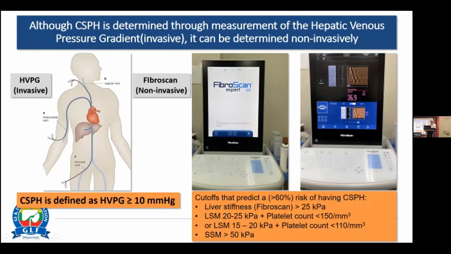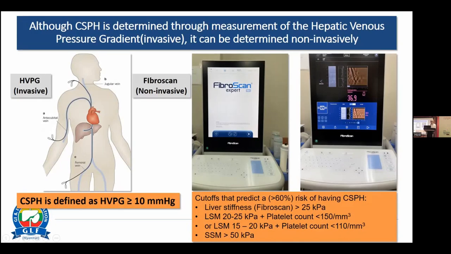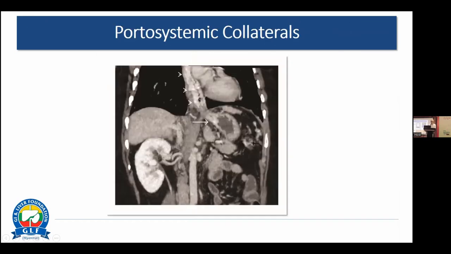FibroScan can also measure spleen stiffness. Spleen stiffness measurement of more than 50 kilopascal suggests clinically significant portal hypertension. Cross-sectional imaging, looking at the splenic or esophageal area, easily shows collateral circulation, indicating clinically significant portal hypertension.